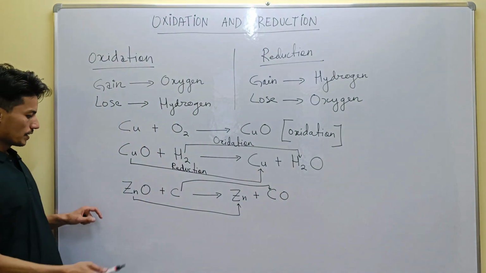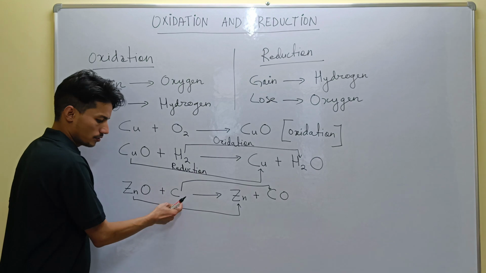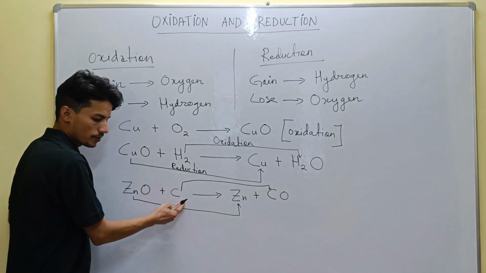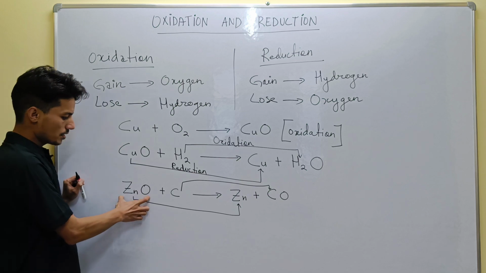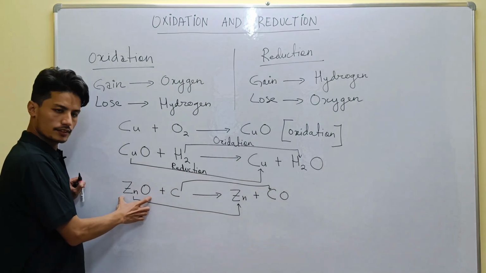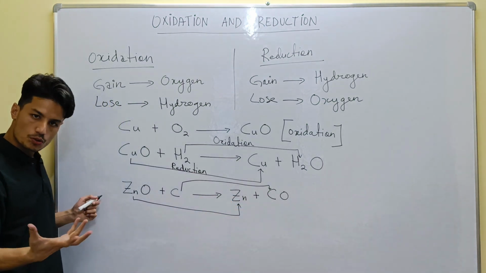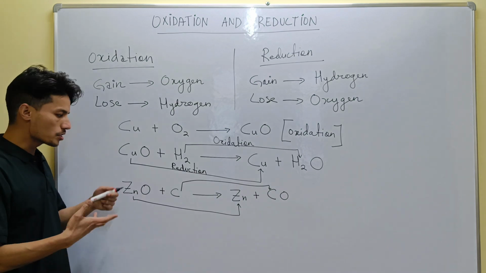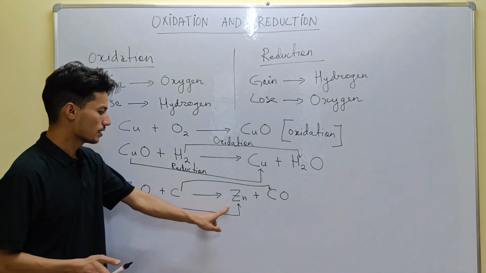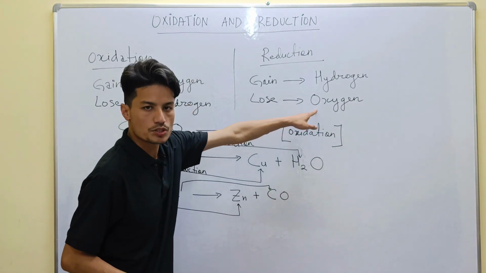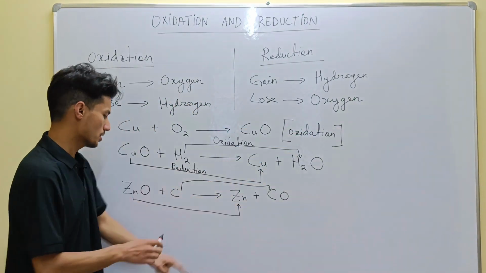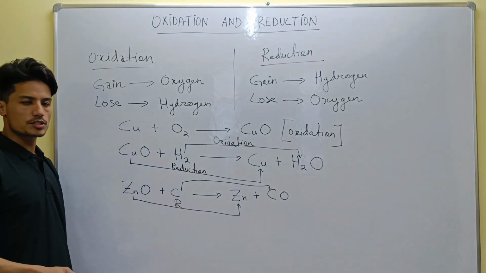So now let us try to write what it is. What type of reaction is this? So this is zinc oxide, and this is zinc. Oxygen is lost. So zinc oxide becomes zinc. So losing oxygen, isn't it? Zinc oxide has lost oxygen and has become zinc. So this is reduction. I'll just write R.